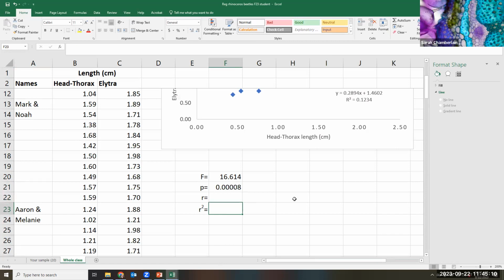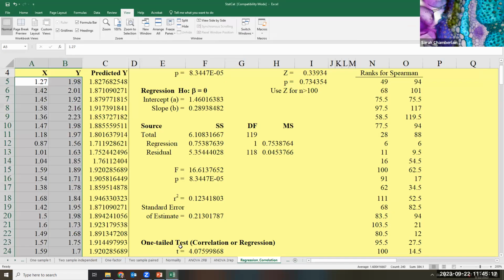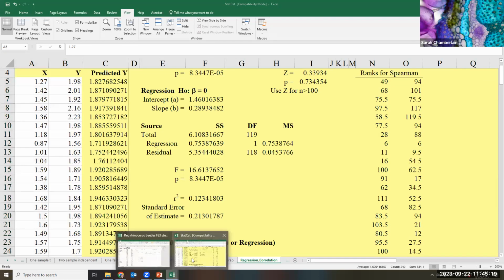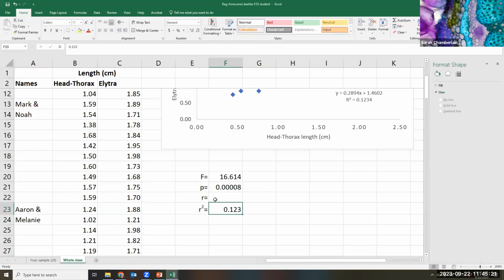Okay, my R squared is 0.123. We're just gonna do that. And then does this tell us? This does not tell us our R, so we have to calculate R. So how do we calculate R? Okay, is it gonna be positive or negative?